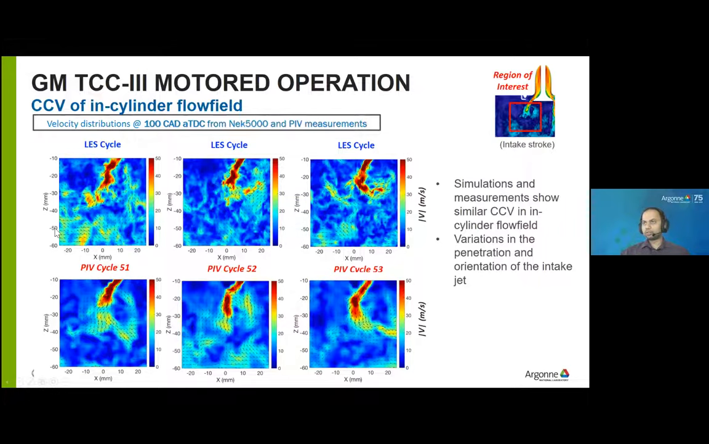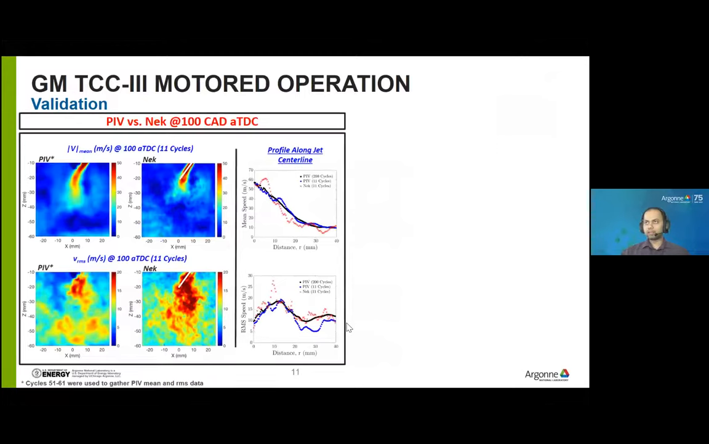Overall, we do see that both the LES simulation and the measurements show similar variations in the structure of the intake jet. You can see the length, or the penetration, of the intake jet can change from cycle to cycle, and also the orientation of the jet can change from cycle to cycle. Both the simulations and PIV show a similar behavior. And we did a more thorough validation by comparing the statistics.